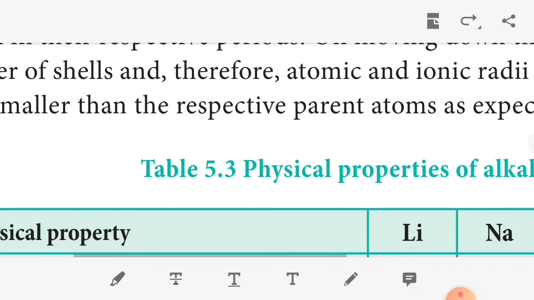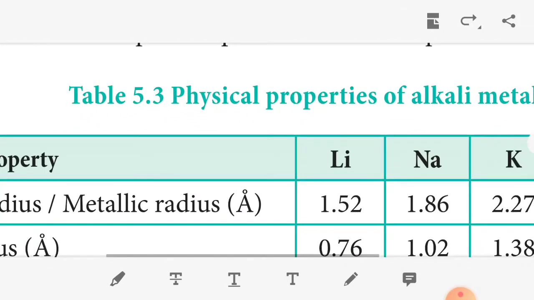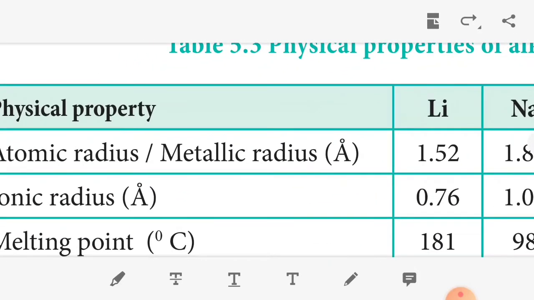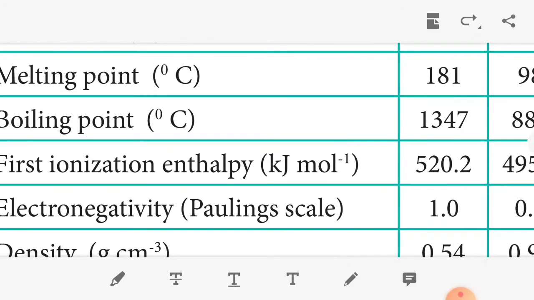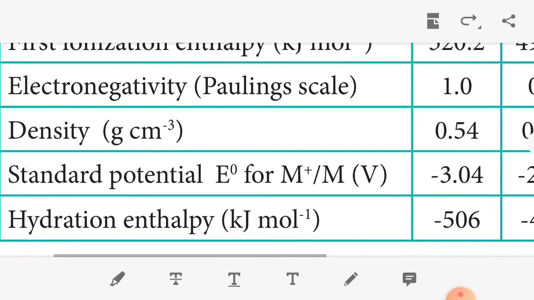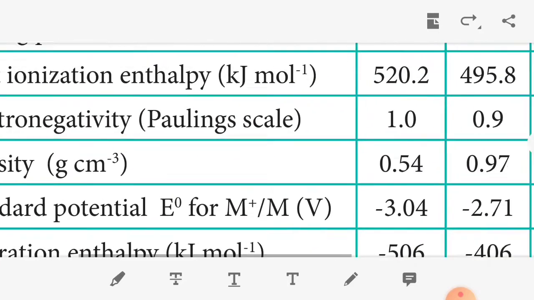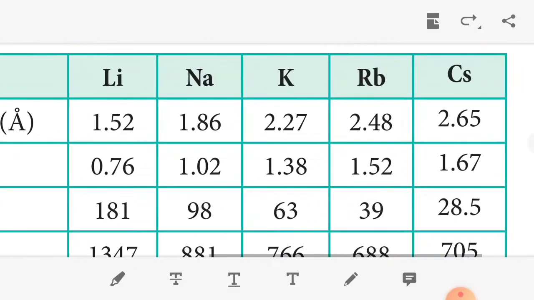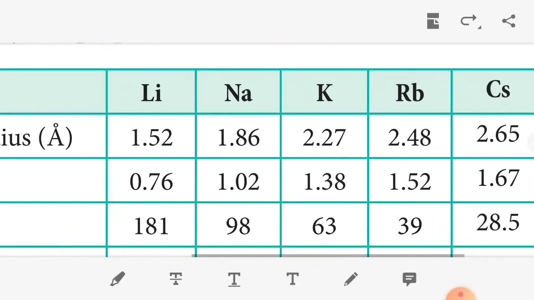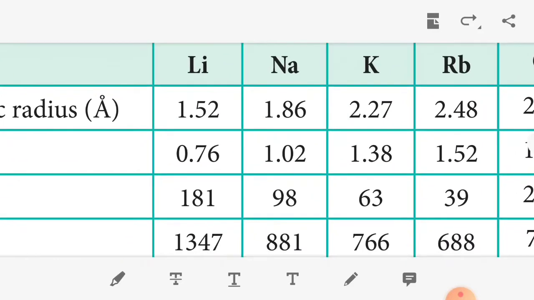Here the physical properties of alkali metals are listed in the table. The physical properties are atomic radius, ionic radius, melting point, boiling point, first ionization enthalpy, electronegativity, density, standard electrode potential, and hydration enthalpy. The alkali metals are lithium, sodium, potassium, rubidium, and cesium. First, the atomic radius increases from lithium to cesium. The ionic radii also increase from lithium to cesium. Then the melting point and boiling point are listed in the table.